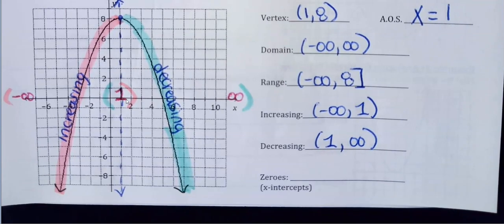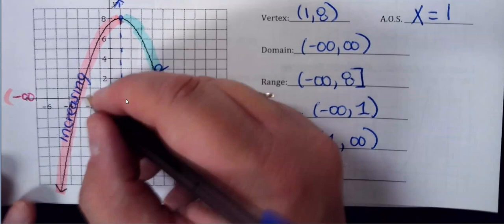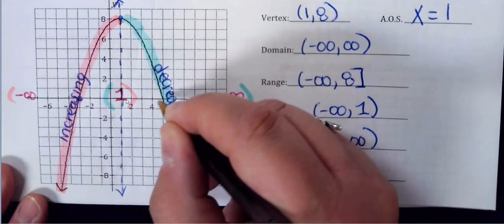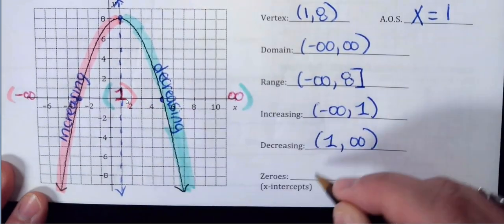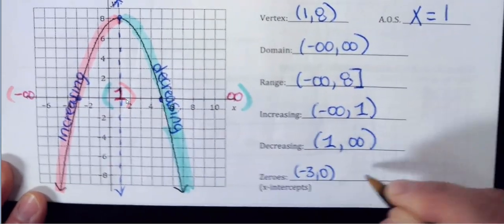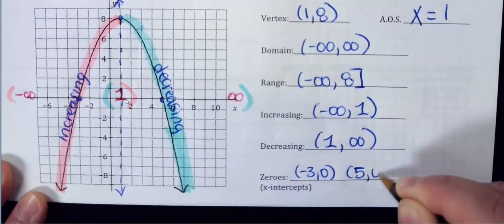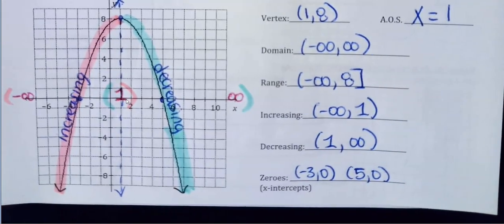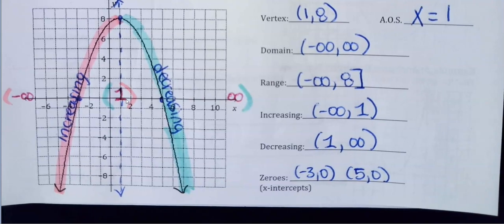And then just to do the zeros real quick to practice this, looks like we're crossing at -3. So (-3, 0) would be a point, and (5, 0) would be the other place the graph crosses the x-axis. We're going to use those for what we're going to do on the back. Is anybody having a question so far?